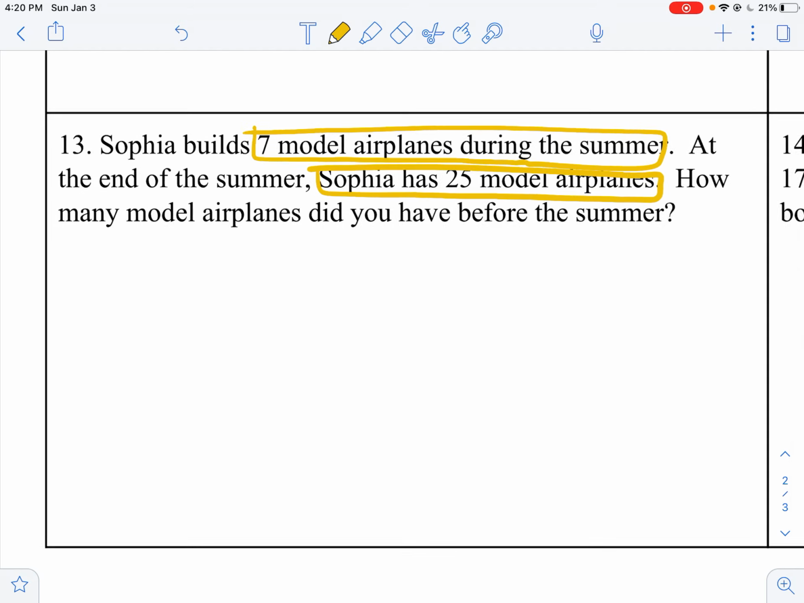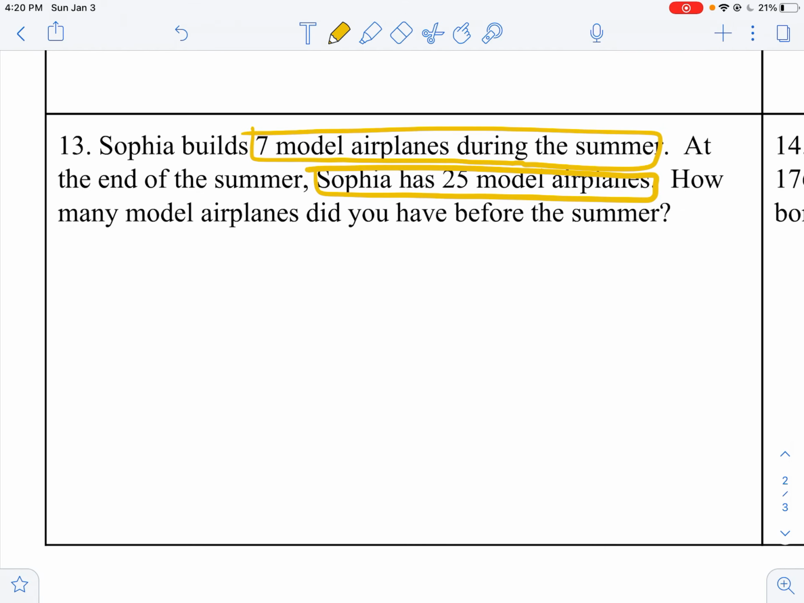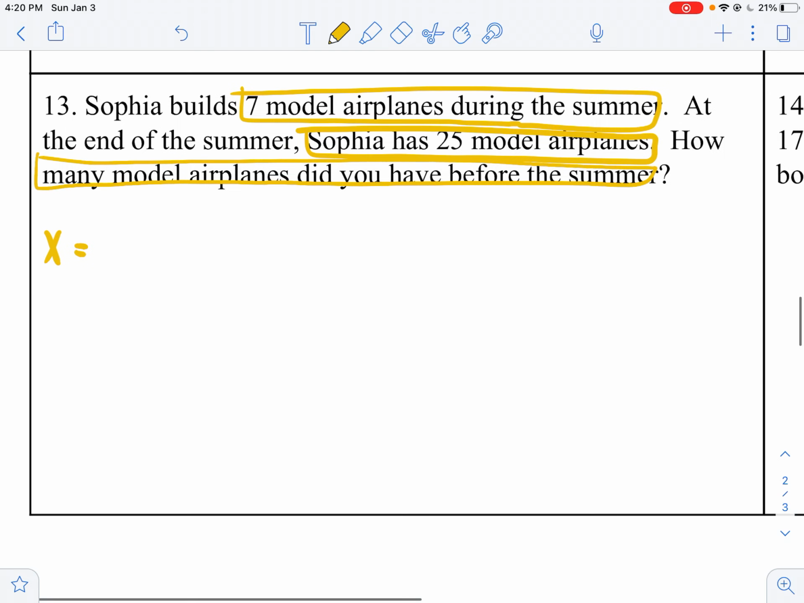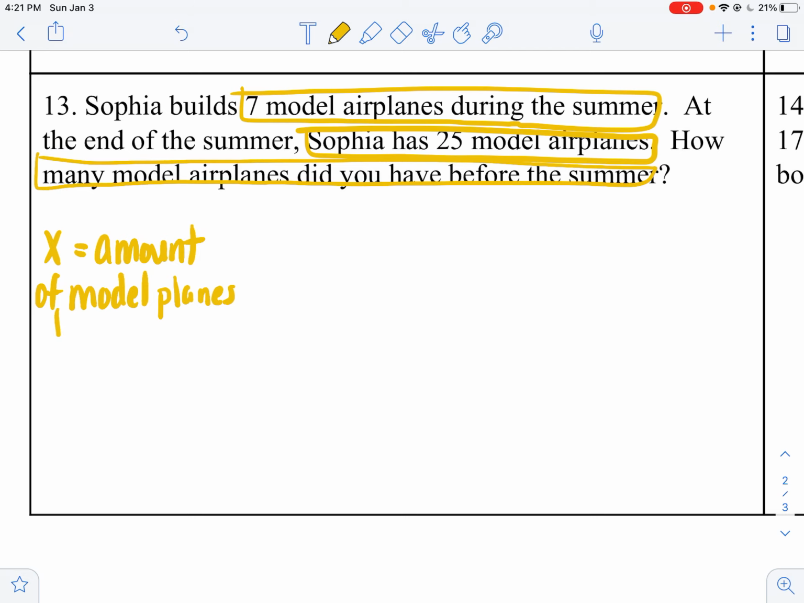So I always like to map this out. A few things we must do. We must define our variable. So I'm just going to use x because we like to use x. And our x is like our question. How many model airplanes did she have before the summer? So x is going to stand for the amount of model planes before summer.